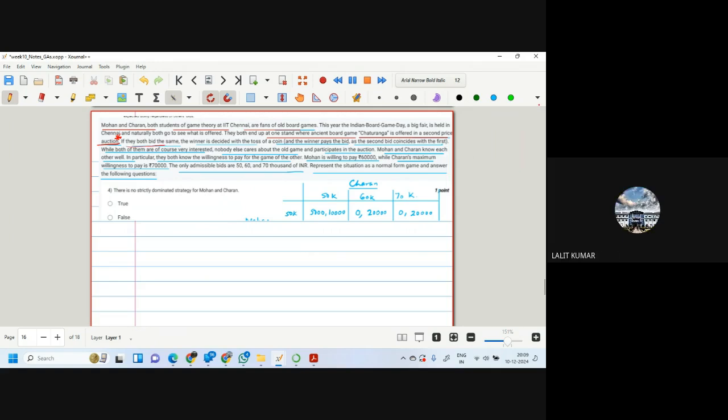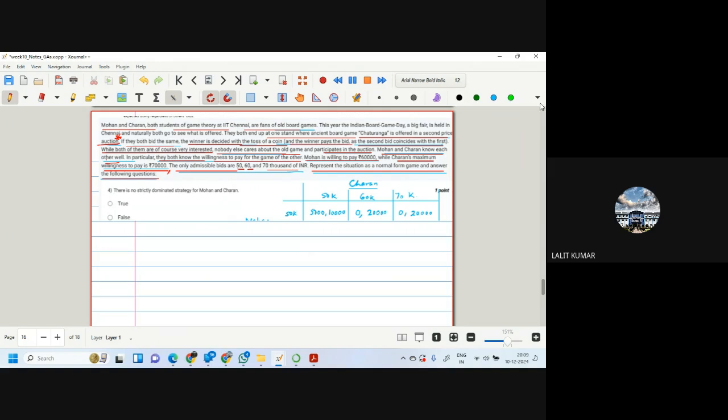If they both bid the same, the winner is decided with the toss of a coin, and the winner pays the bid, as the second bid coincides with the first. While both of them are very interested, nobody else cares about the old game. So there are only two participants, Mohan and Charan. They know each other well; in particular, they both know the willingness to pay for the game of the other. Mohan is willing to pay 60,000. Charan is willing to pay maximum 70,000. Only admissible bids are 50,000, 60,000, and 70,000. Represent the situation as a normal form game and answer the following questions.